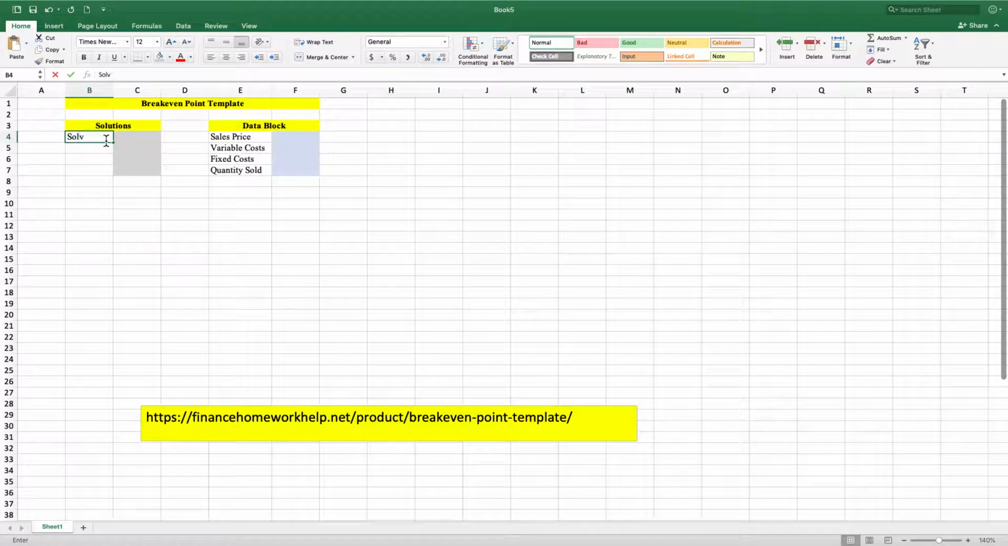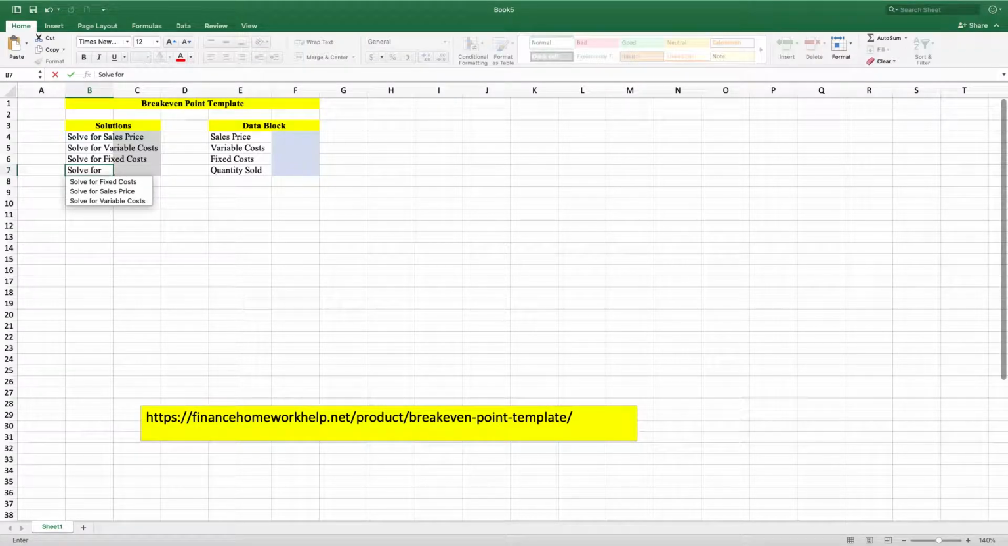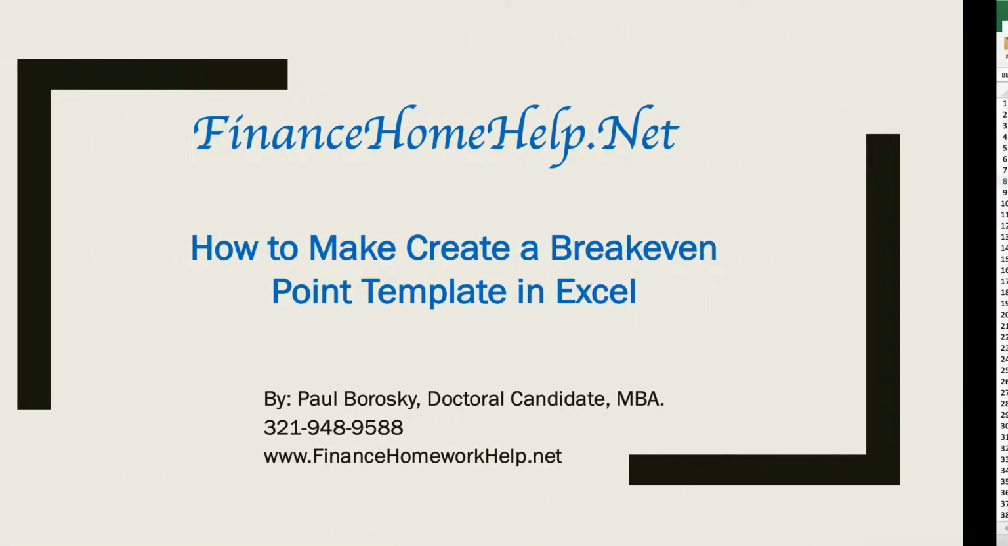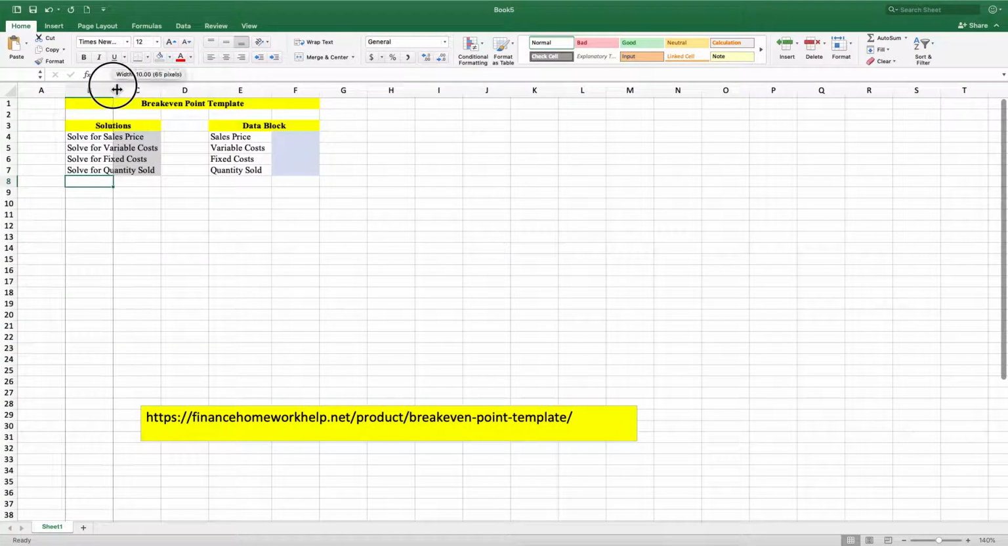And then over here we're going to solve for sales price, solve for variable cost, solve for fixed cost, and then we're going to solve for quantity sold. Alright, so now we've got that information all set up.